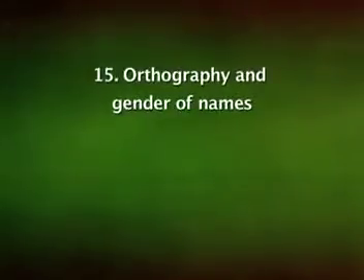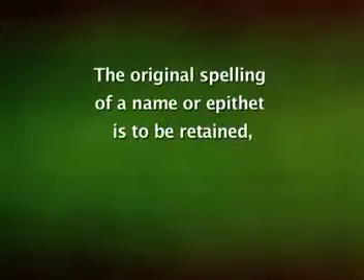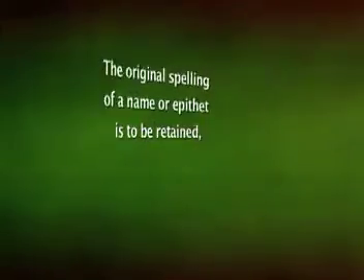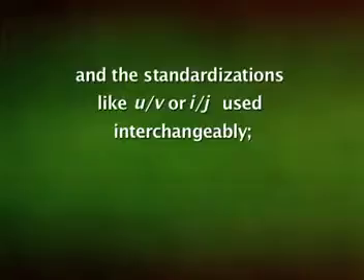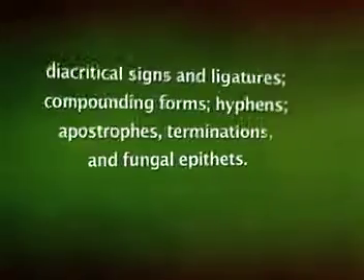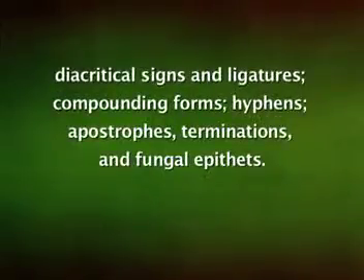Rule 15. Orthography and gender of names. According to Article 60, the original spelling of a name or epithet is to be retained except for the correction of typographical or orthographical errors and the standardizations, like U, V, or I, J used interchangeably, diacritical signs and ligatures, compounding forms, hyphens, apostrophes, terminations, and fungal epithets.